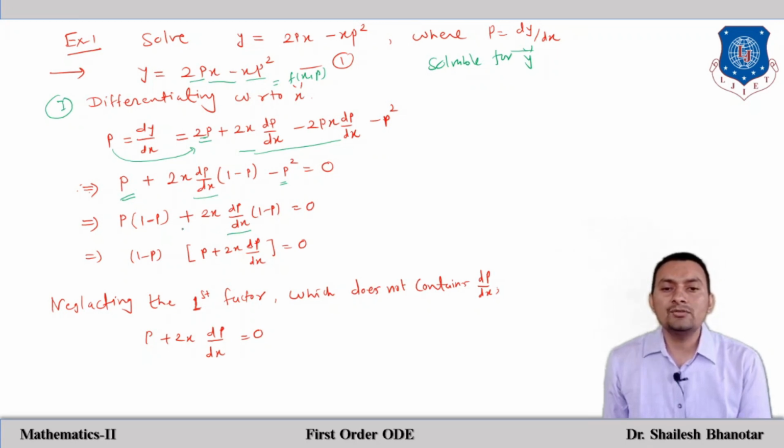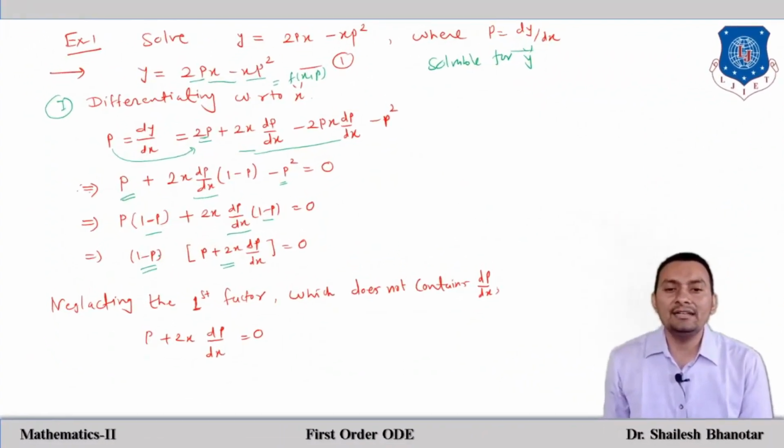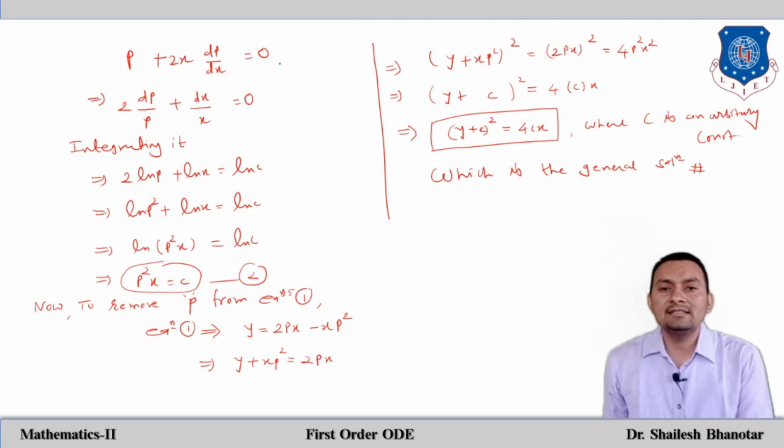Now this is equal to 0, so from these two we can observe that 1 minus p is common. So we will have (1 minus p)(p plus 2x dp by dx) equal to 0. Here this is the first factor and this is the second factor. The first factor does not contain dp by dx, that means it gives the singular solution. So we are going to neglect this factor, and we will focus only on the remaining factor: p plus 2x into dp by dx equal to 0.